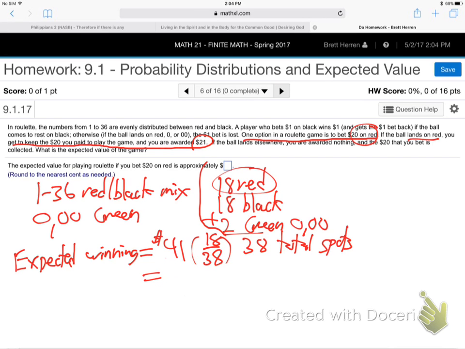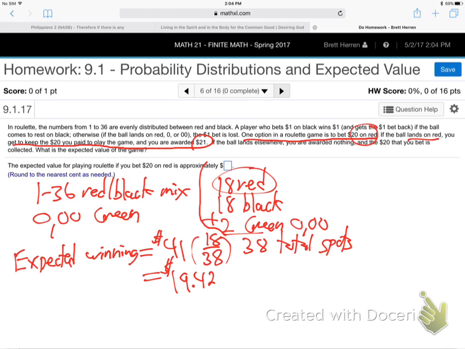So it is 19.42, right? So that makes sense. In other words, that's the average amount you're going to get back after you've paid your $20. Everybody see that? See why I'm coming up with a 41? Because when you win, you don't just get the 21 winning, you get your original 20 back. So you get 41 back. So it's 41 times 18 out of 38, because the probability of getting red is 18 out of 38.